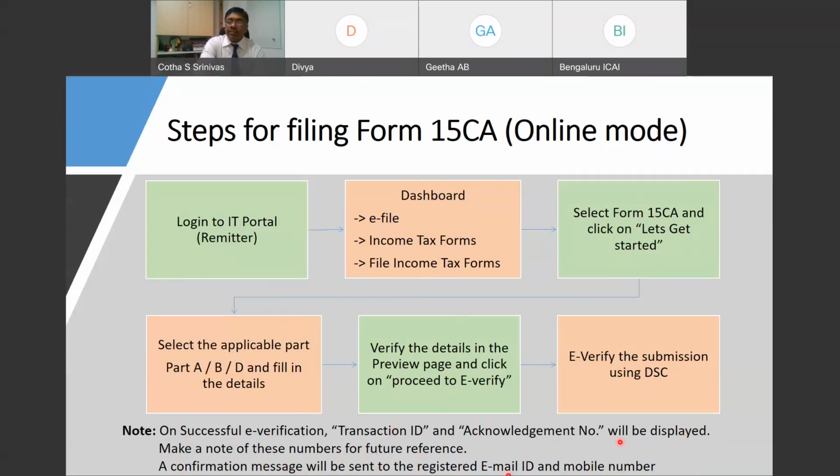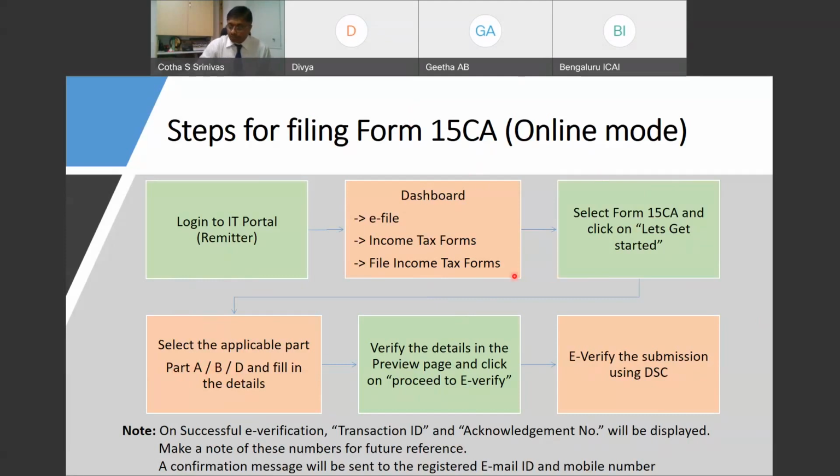So all these remitters have to log in or key in their registered email ID and also the mobile number. After completion of this, you will get a message to the registered email ID and maybe even a message to your mobile number. So this is a situation where we are filing form 15CA part A, B and D. For part A, B and D, form 15CB is not required. So this is the process for filing 15CA, either part A, part B or part D.